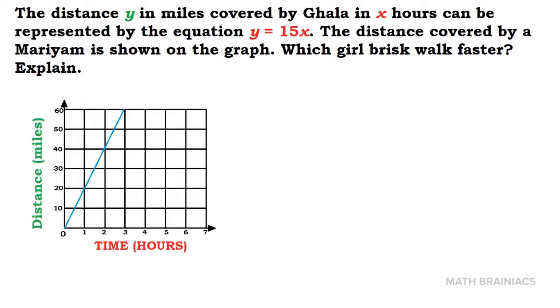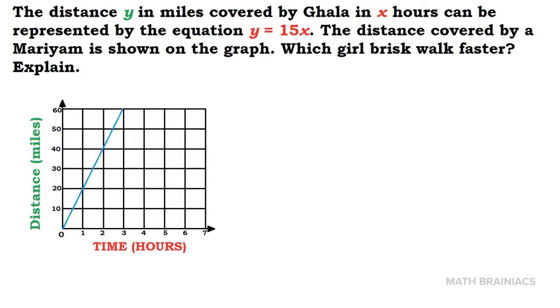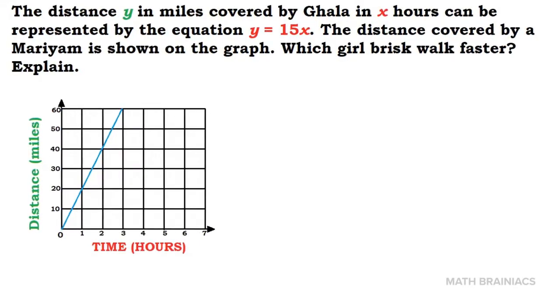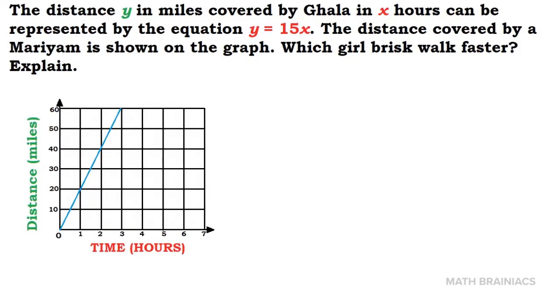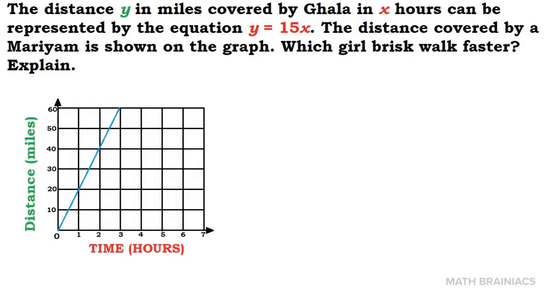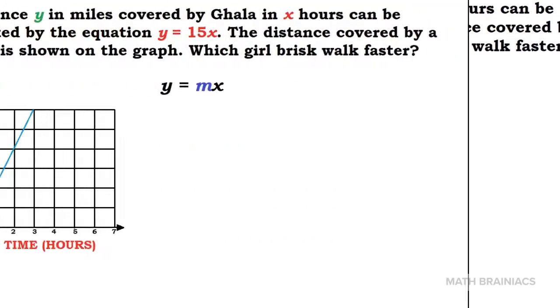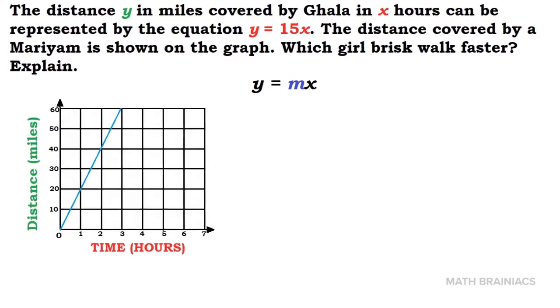The distance y in miles covered by Gala in x hours can be represented by the equation y is equal to 15x. The distance covered by Mariam is shown on the graph. Which girl brisk walks faster? Explain. Our equation is y is equal to mx. M is the slope.